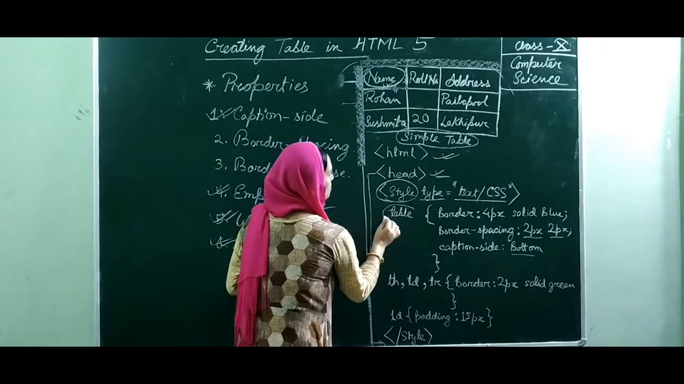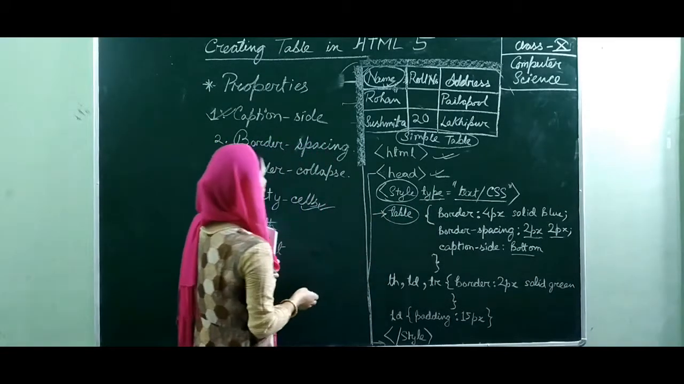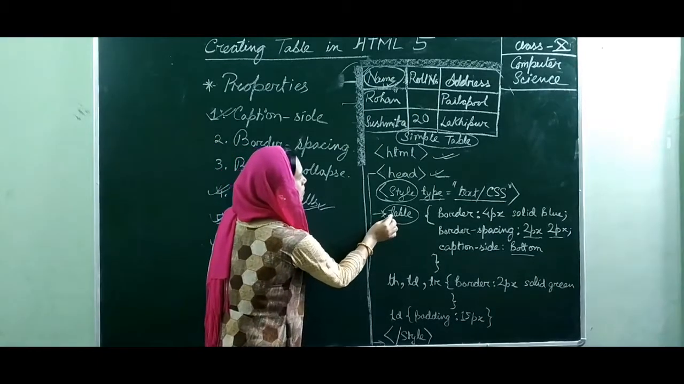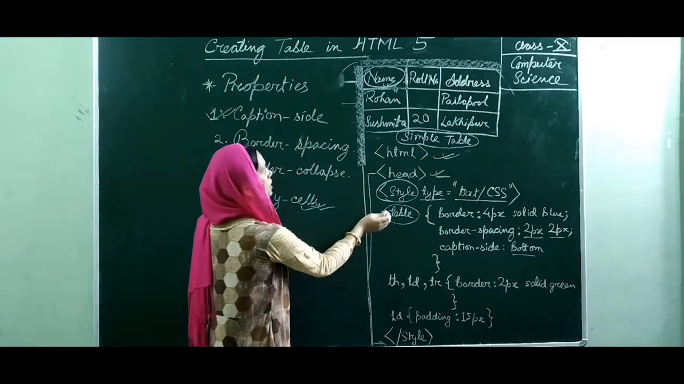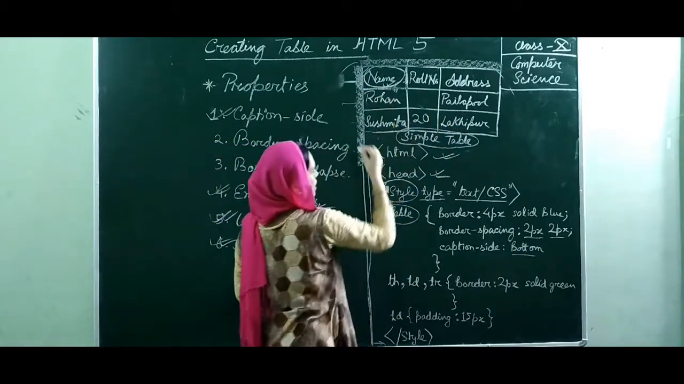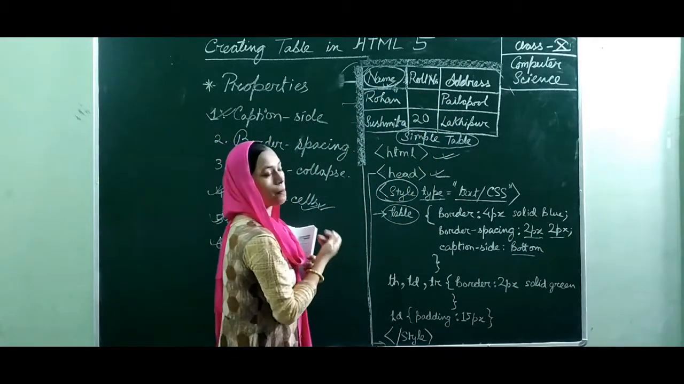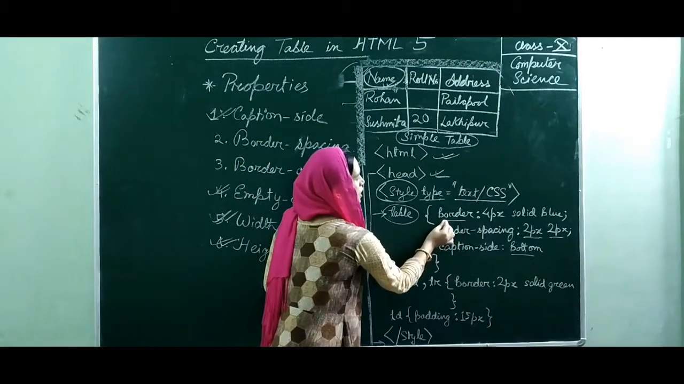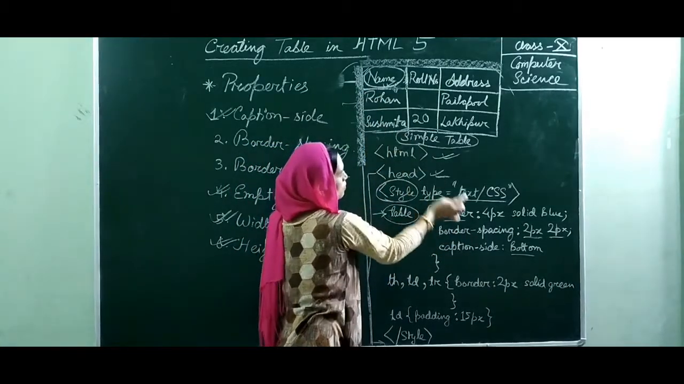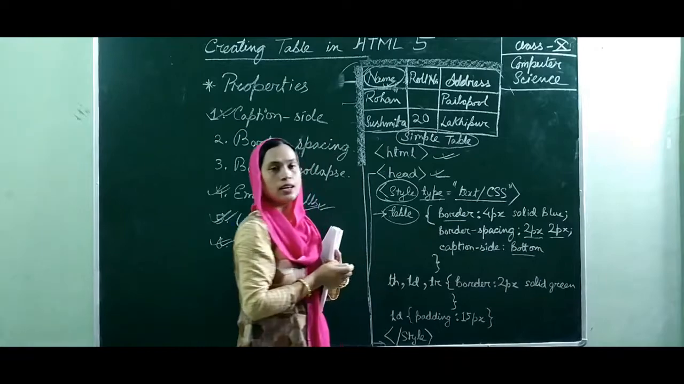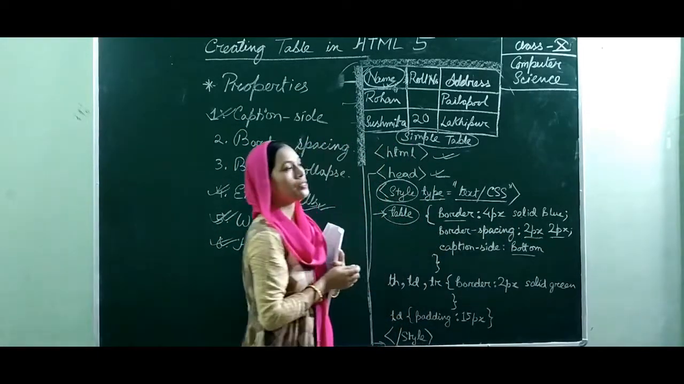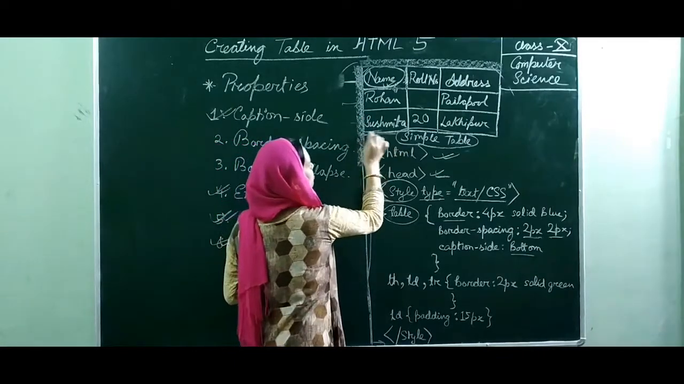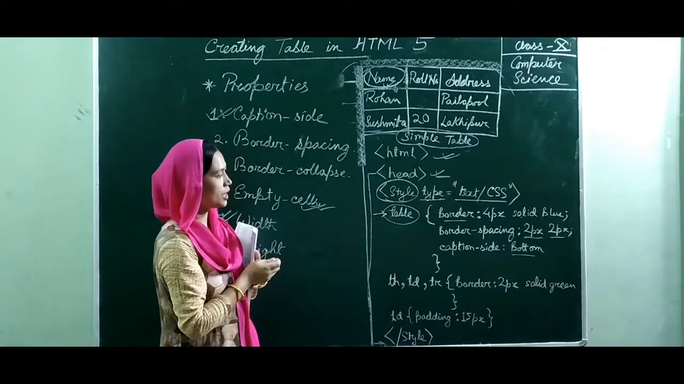After that, table. This table indicates the CSS will be applied on the table tag. On the table tag, the whole table, the CSS has been applied. That is for the border. The border of this table will be given with half of a px. Then solid blue means the border of this table will be blue in color.